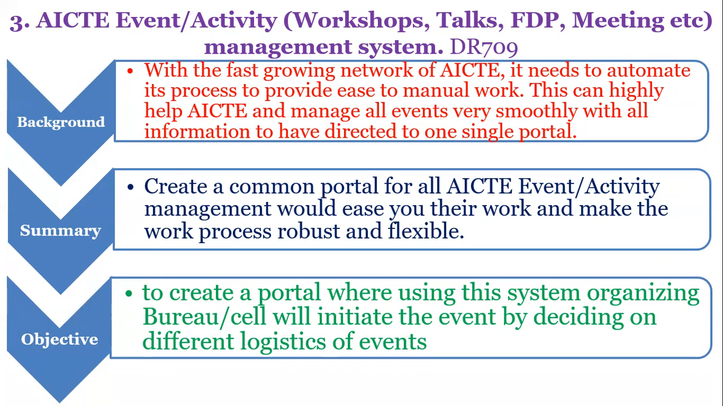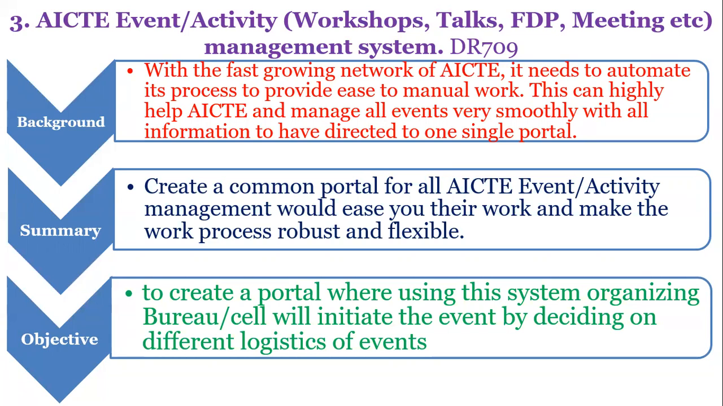Such examples of activities that happen manually are booking of meeting room, auditorium, communication to all bureaus and members regarding meetings through email and SMS alerts, intimate canteen for refreshment, lunch, dinner arrangements, update the information on AICTE social media like Facebook and Twitter page, report generation, activity log checking, etc.